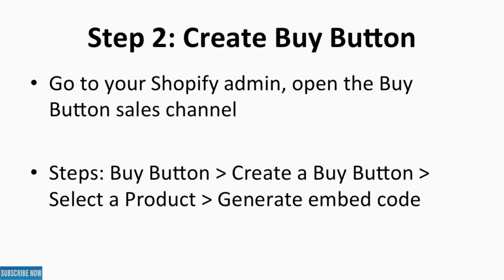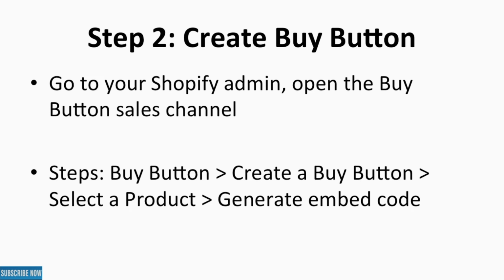After you've added the sales channel to your Shopify admin, you can now create the buy button. To do so, first go to your Shopify admin page and open the Buy Button Sales Channel. And when you are on the Buy Button Sales Channel page, go to the top right and click on Create a Buy Button. After that, you will be directed to the product page. Select the product that you wish to create the buy button for, and then move on to the next step.